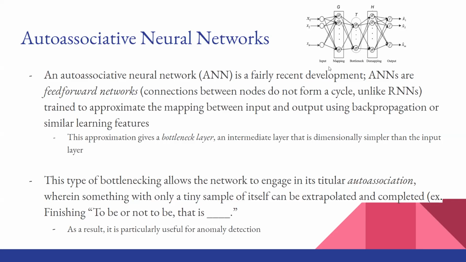Up here we have a small example of it, where we feed our input, send it for the mapping, bottleneck, demapping, and output. For the most part, a lot of this comes in through anomaly detection and some form of forecasting or prediction. We want it to guess what's going to happen next and whether there's anything wrong with what's currently happening.